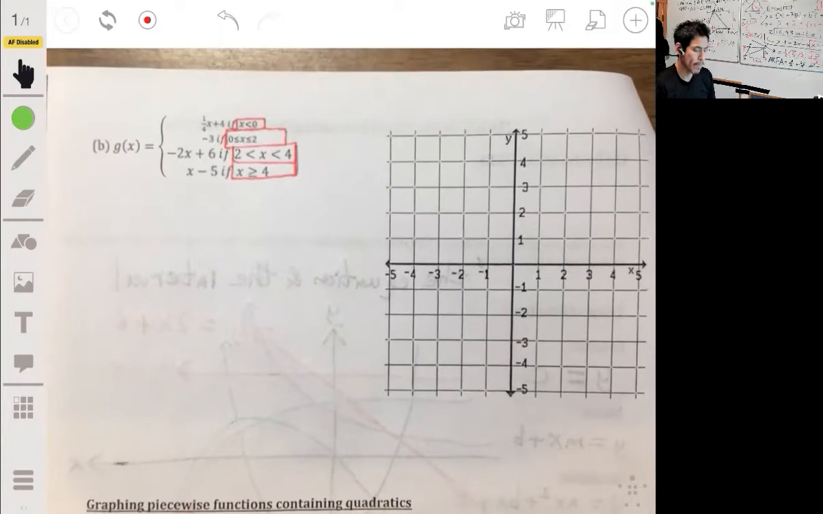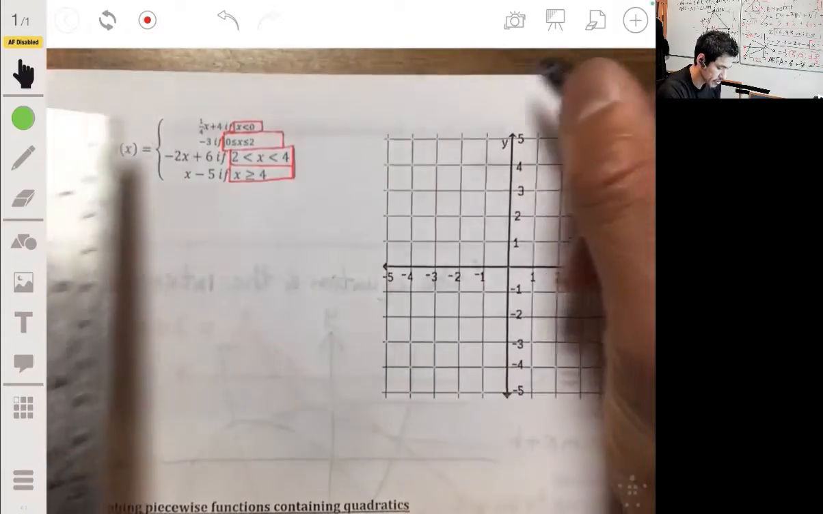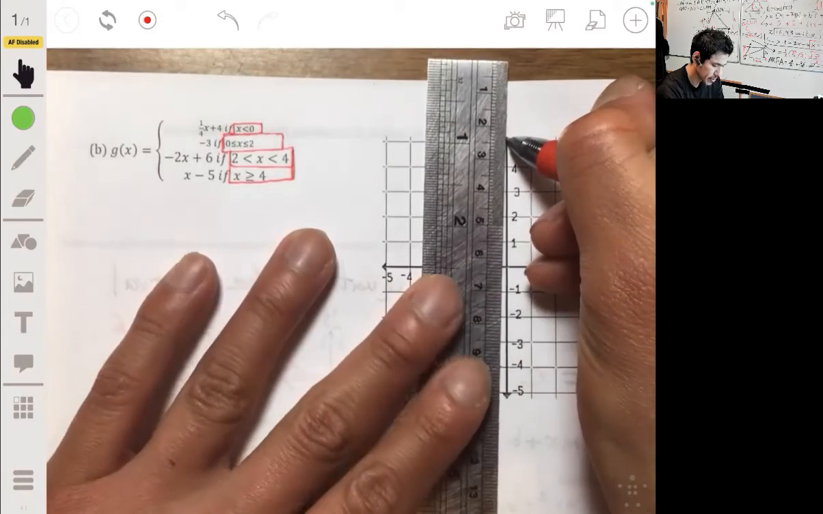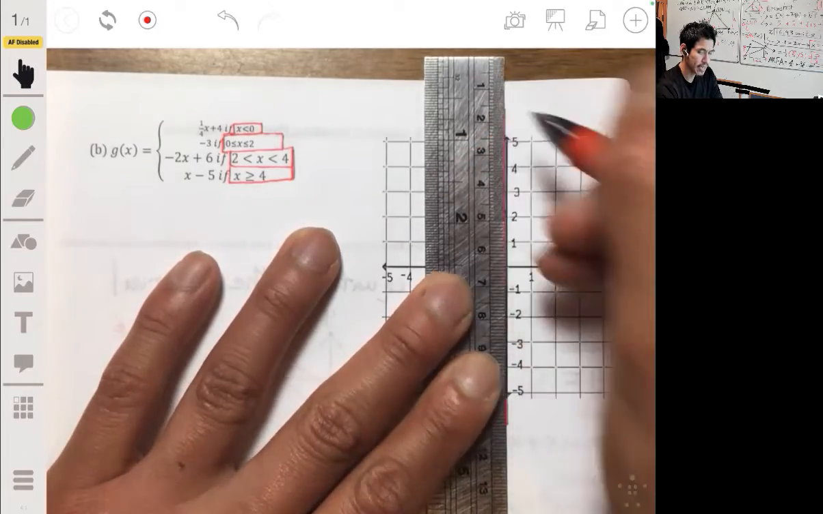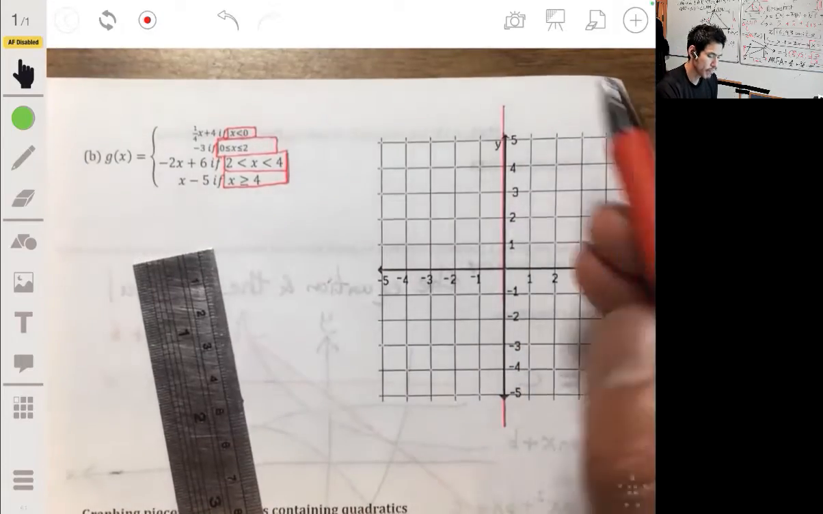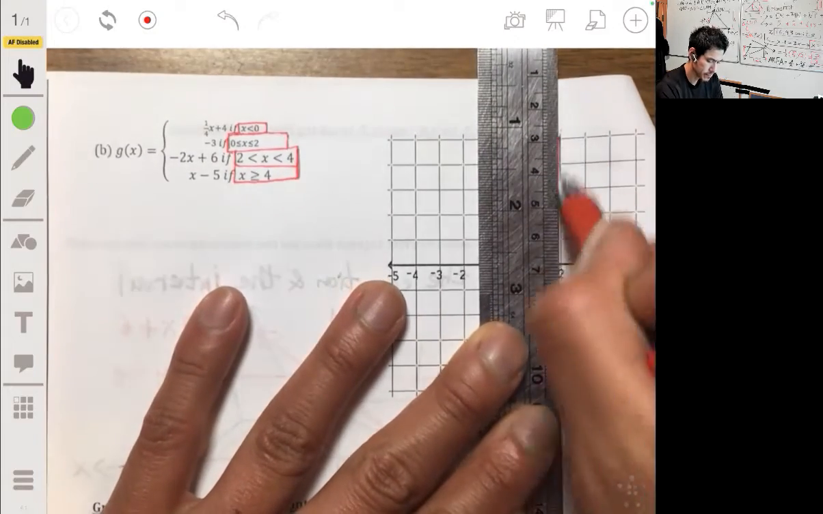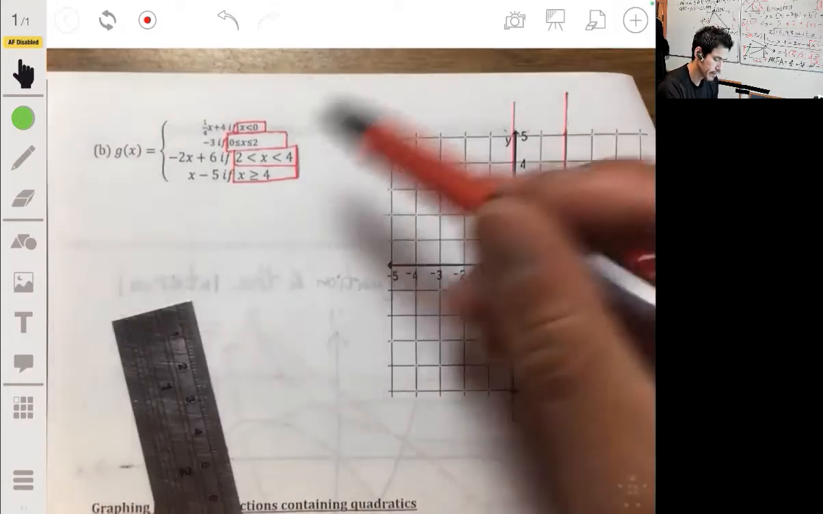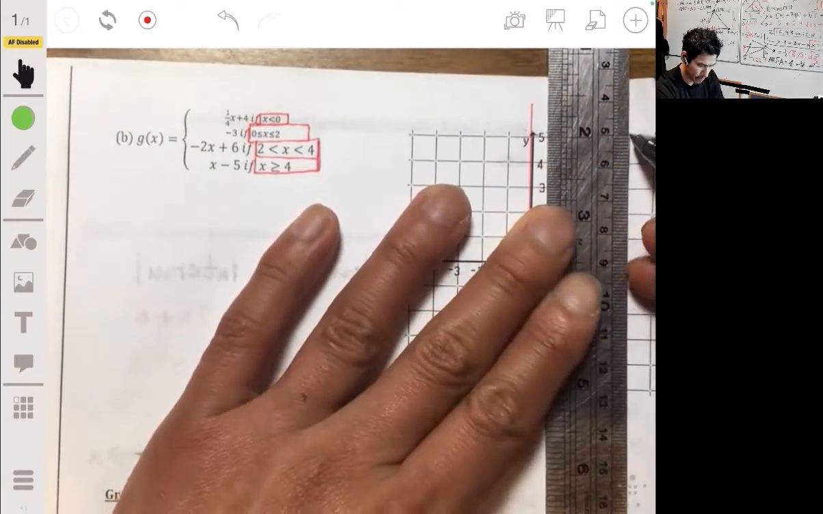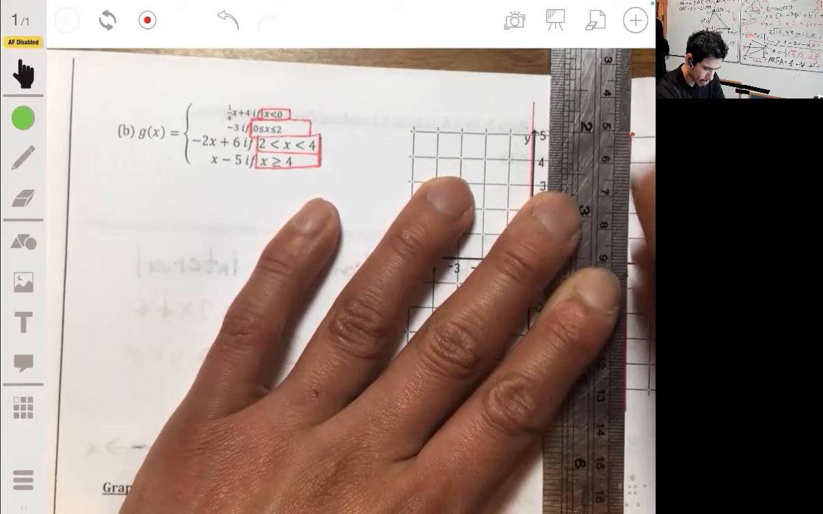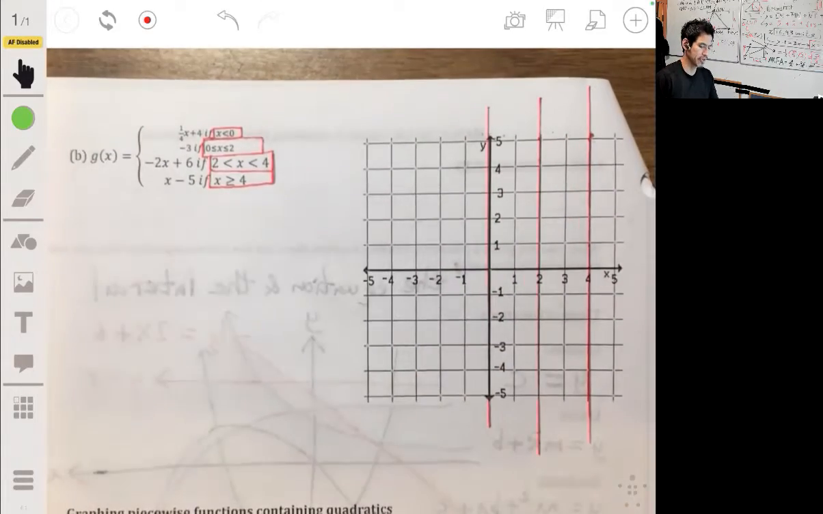Now, we have the first one divided at x is less than 0, so 0 essentially. So I'm going to draw a vertical line there, x is 0. And then from 0 to 2, vertical line at 2. And then x is greater than or equal to 4, so vertical line at 4. So we have 1, 2, 3, 4. So you see 4 intervals where the graphs are going to go.